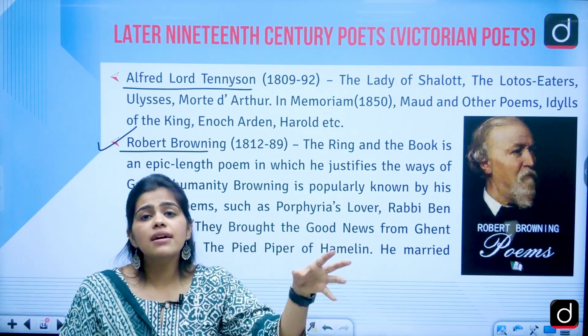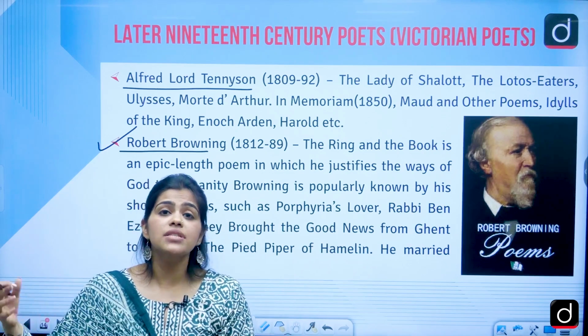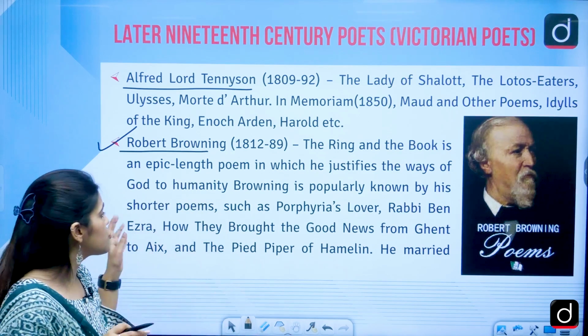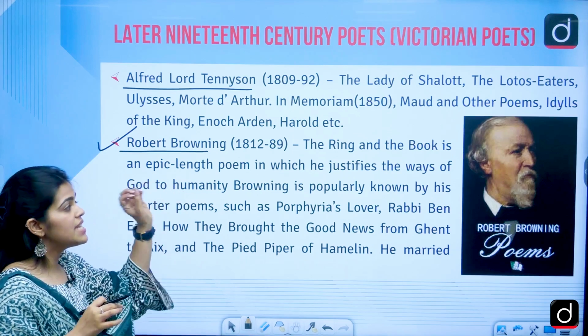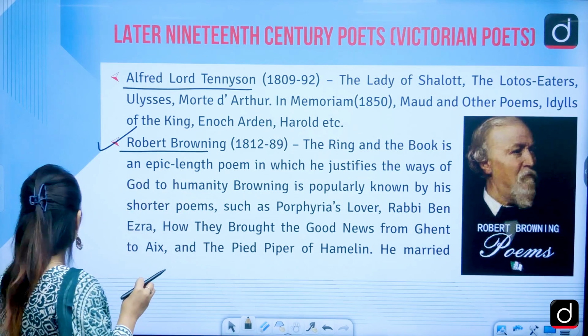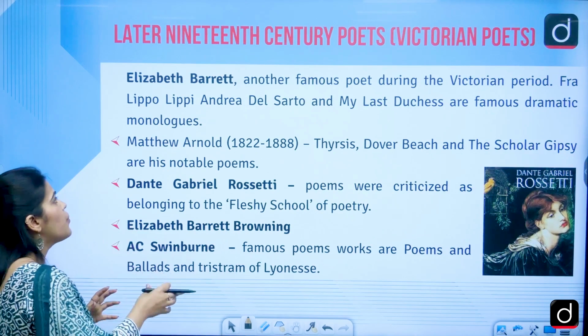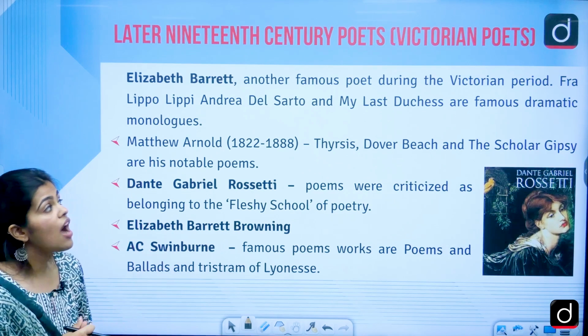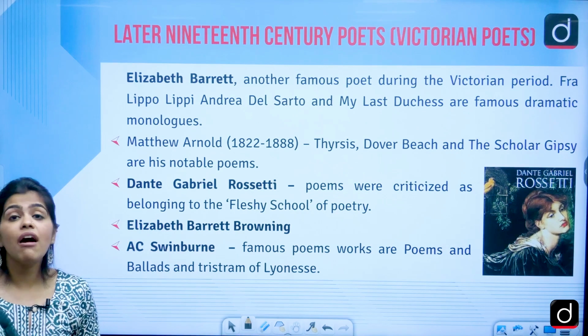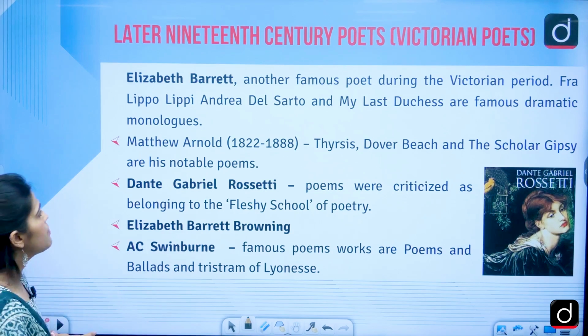Which character is associated with which poetry is one question that they always ask, right? So you should know all the poetry, the names and all the characters that are associated with it. He married Elizabeth Barrett Browning, a very important writer as well. So My Last Duchess and Fra Lippo Lippi are a few poetry collections that are very important.